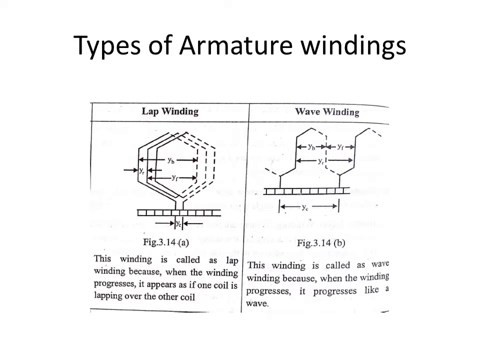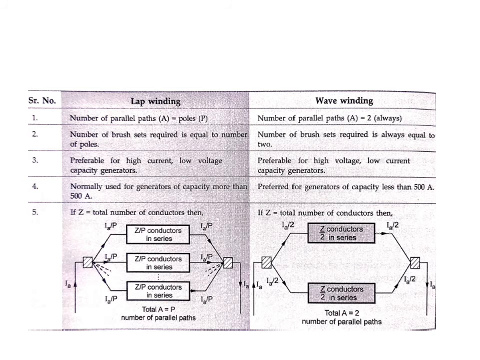We can see one winding lapping over another, so that is a lap winding. But in wave winding, when the winding progresses, it progresses like a wave. You can see in the diagram, in the first one, lap winding, all windings are placed overlapping one another. But in wave winding, the windings are separate, and when it progresses, it looks like a wave.